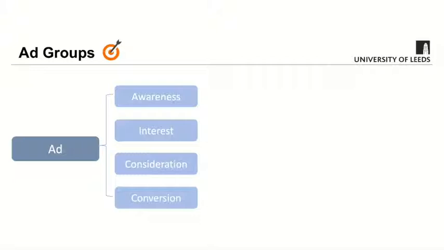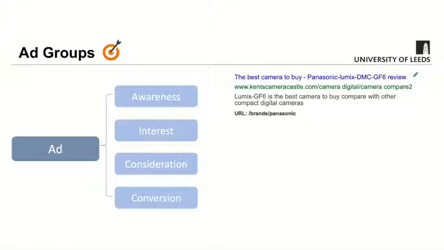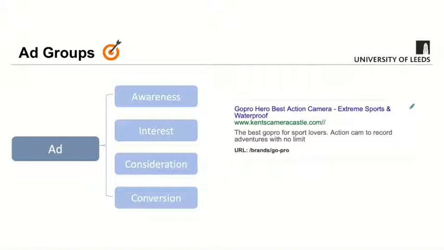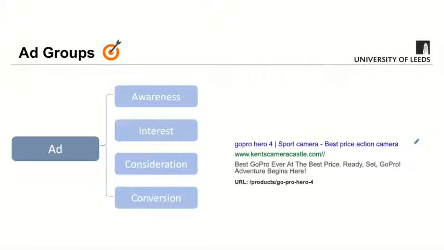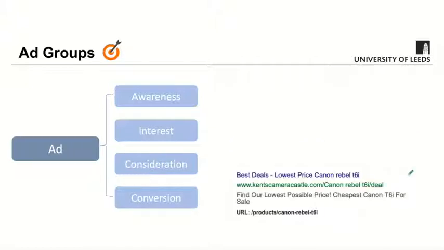For instance, in a wellness and interest ad, we have included some keywords such as best camera to buy, review, or action camera that belong to the fathead. And then in consideration and conversion ad, we have used more specific keywords such as GoPro Hero 4, Canon Rebel T6i that belong to the long tails.